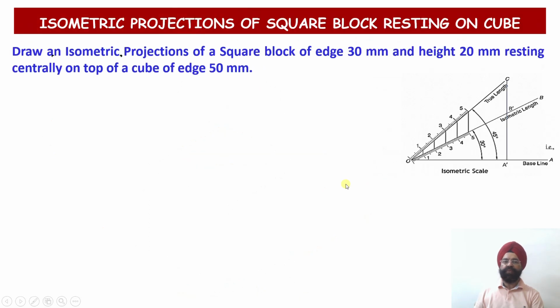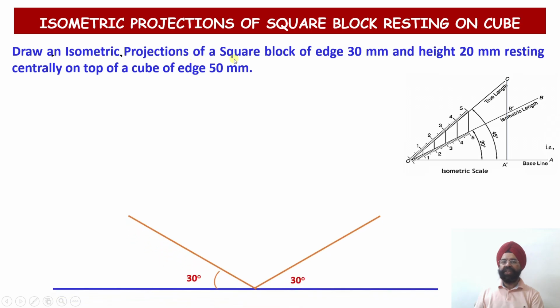So now next let's move on to the isometric projections of a square block which is resting on top of a cube. So we have to draw the isometric projections of a square block of edge 30 millimeter and the block height will be 20 millimeter, which is resting centrally on top of a cube having edge equal to 50 millimeter. So now once again we start with construction of the isometric scale and then draw the cube. So cube, we know by now how to draw the cube isometric projection.